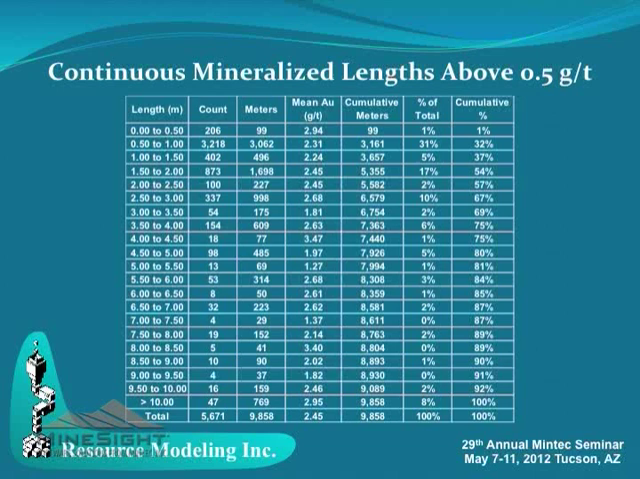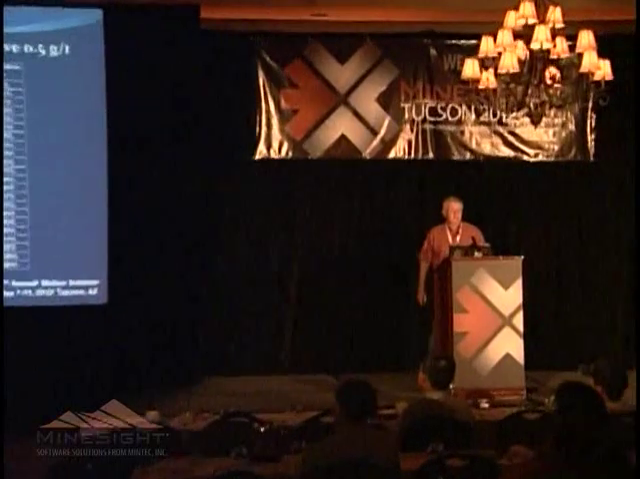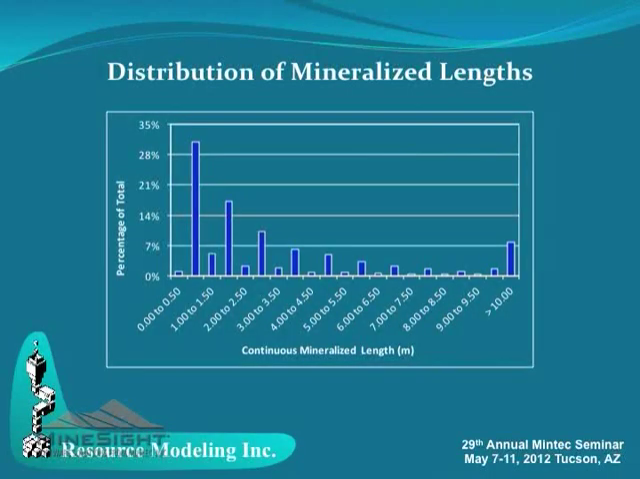The key information here is down the left, or the leftmost column. It shows the length range, and I'm counting how many there are, tallying up how many meters there are, calculating the average grade, and getting some cumulative stats. So we can go ahead and graph that data from the chart, and we see that in this case, in this deposit, we've got a lot of our continuous mineralized length in the range of about 1.5 meters or so.